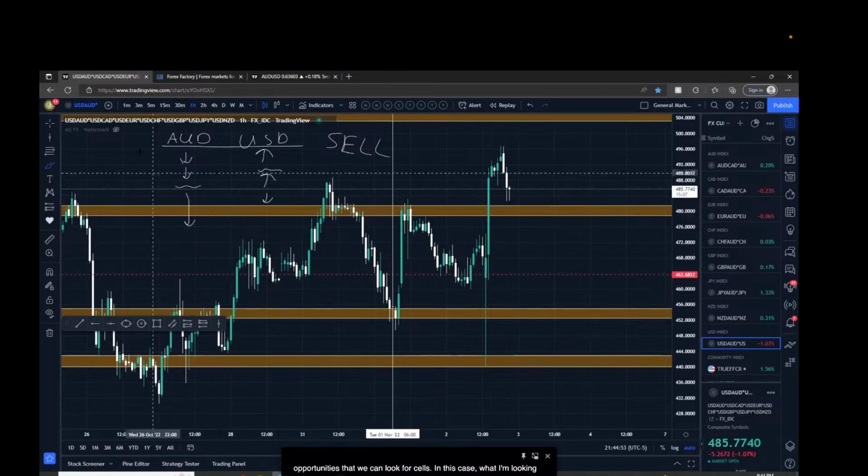What I'm looking for in the USD ETF or index, whatever you want to call it, is what is price doing? What is this ETF doing currently now? What is the currency doing? Where's the strength sitting at?